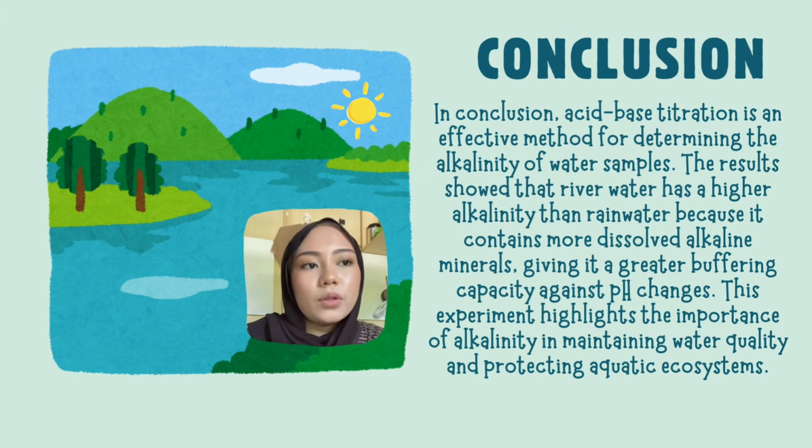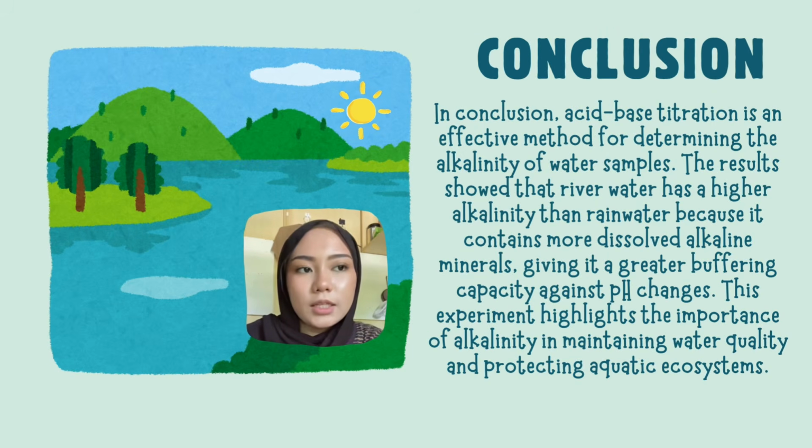The results show that river water has a higher alkalinity than rainwater because it contains more dissolved alkaline minerals, giving it a greater buffering capacity against pH changes. This experiment highlights the importance of alkalinity in maintaining water quality and protecting aquatic ecosystems.